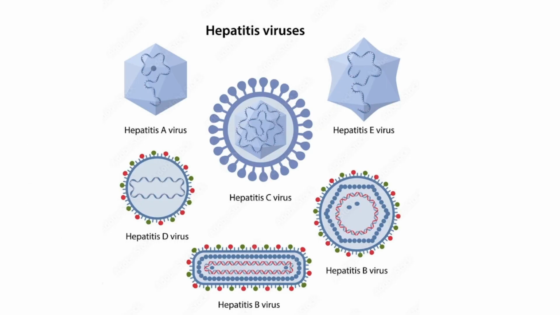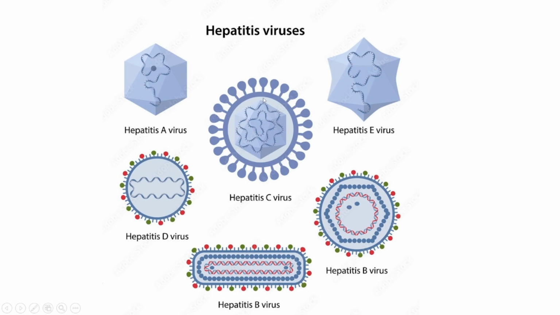The next slide is about the hepatitis virus. As you can see in this figure, there are different types of viruses with different structures representing the different hepatitis virus types: hepatitis A virus, hepatitis B virus, hepatitis C virus, hepatitis D and hepatitis E viruses. So different types of structures are shown.